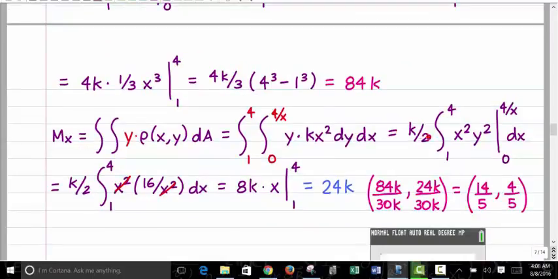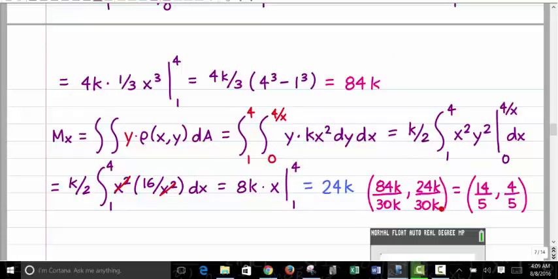Here's your Mx moment. It would be y times that density function, so it's y times kx squared dy dx. So the integral of y dy would be 1/2 y squared, so I put the 1/2 on the outside with the k, y squared, put in 4 over x, and you actually get 16 over x squared, and 0 will be 0. X squared kills 16 over x squared. And then 16 over 2 is 8, so the antiderivative of 8 dx would be 8x. With k there, 4 to 1 gives you 24k.